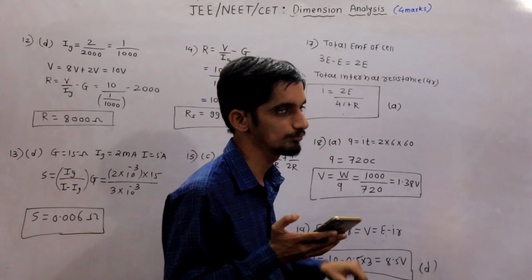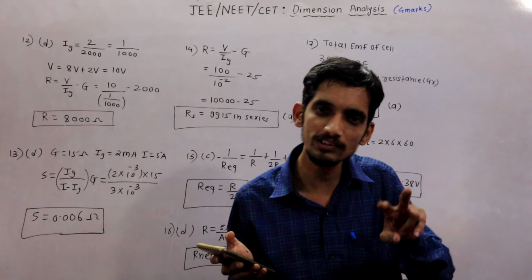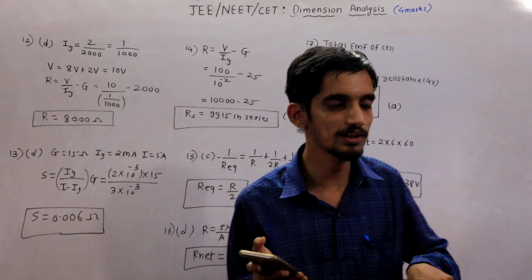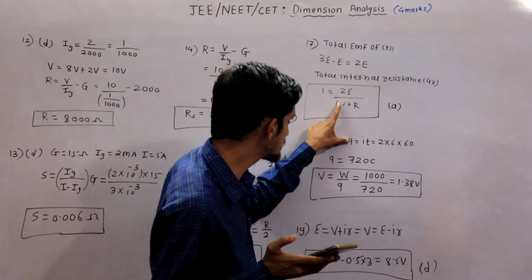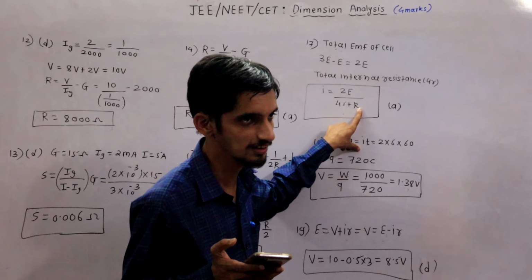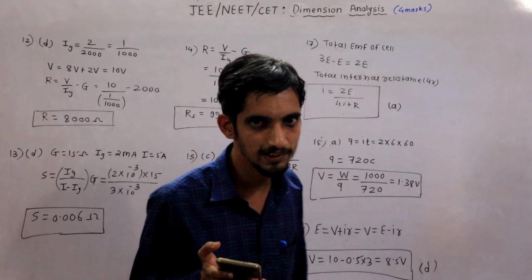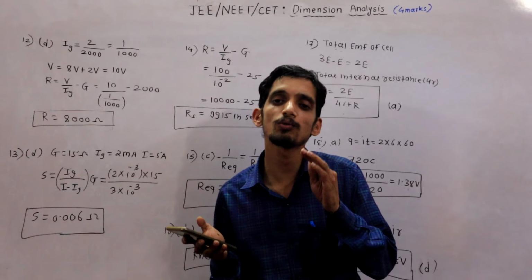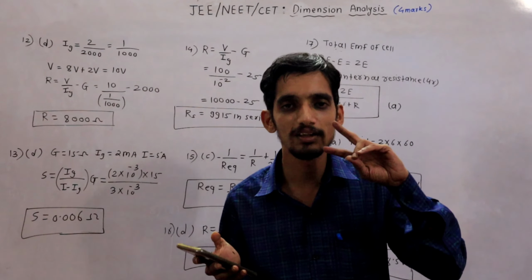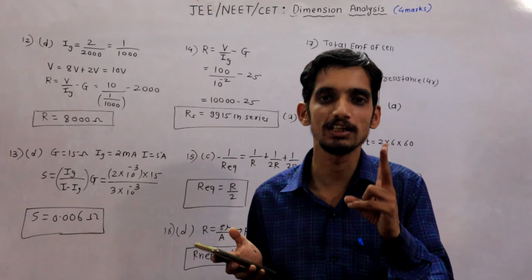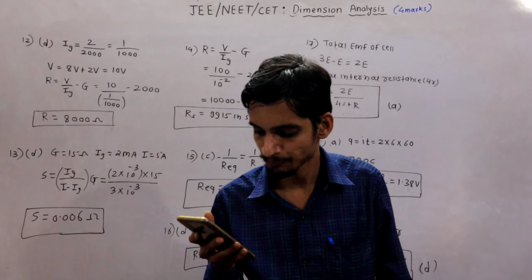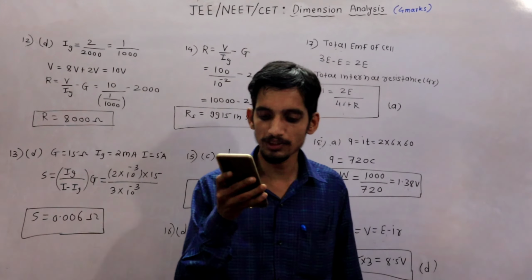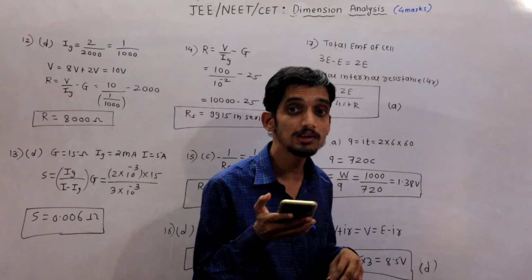That's why here it is 2E. If there are 6 cells and one cell is reversed, then it becomes 4E, so the answer at that time becomes 4E by 4r plus R. This 4r is the series internal resistance and R is external. That's why option A is the correct answer. So whenever the polarity of one cell is reversed, you nullify the effect of 2 cells for one reversal of polarity. So option A is the correct answer for question number 17.